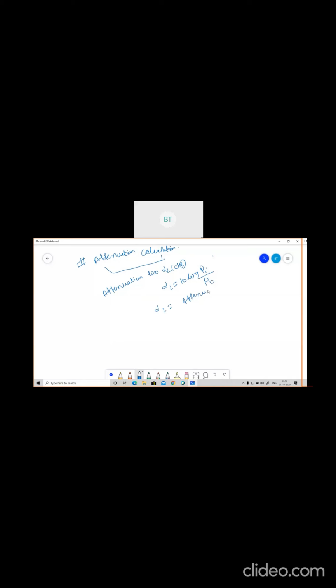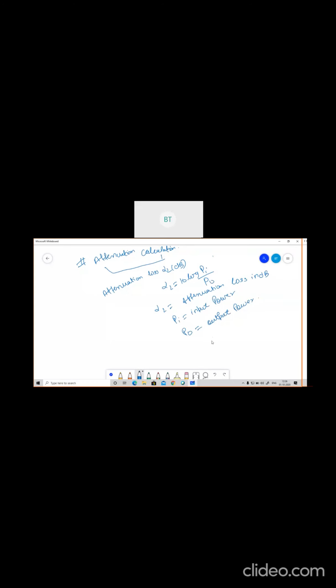I will write all the terms here. Attenuation loss in dB, and Pi is the input power which we are giving to the transmitter part, and P naught is the output power.